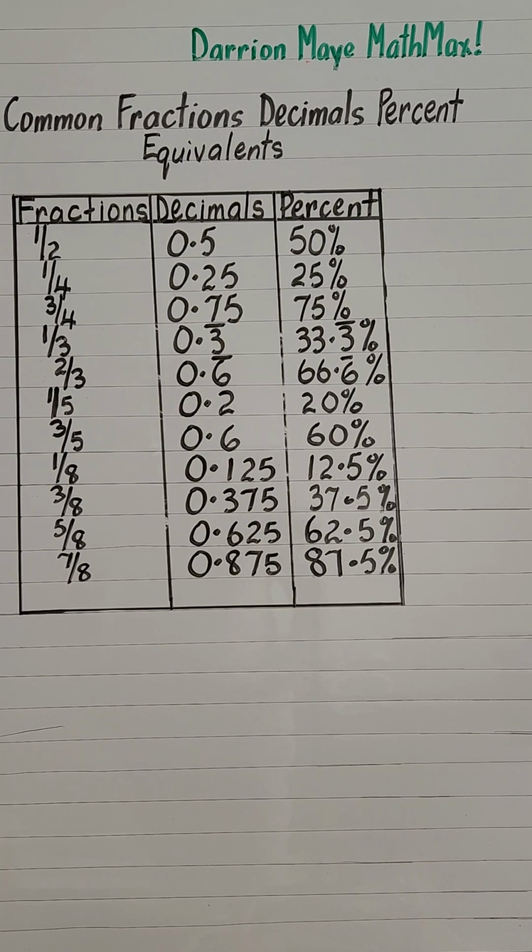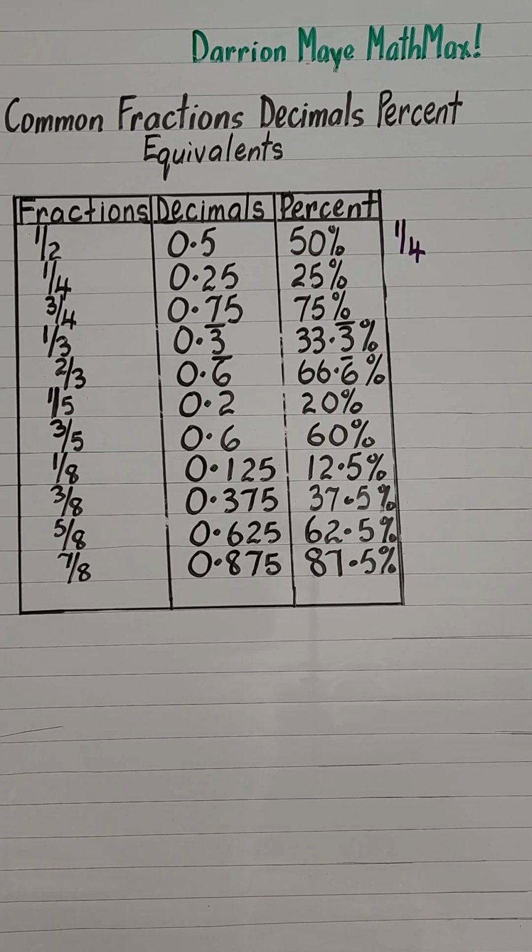The table shows a list of common fractions, decimals, and percent equivalents. It is very helpful to memorize these, but it's also very important to know how to convert between fractions, decimals, and percents. So I'm going to give about 2 examples of how to convert any fraction, decimal, or percent to their equivalents.